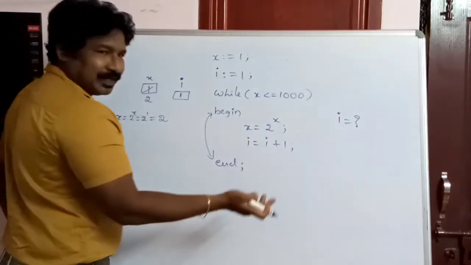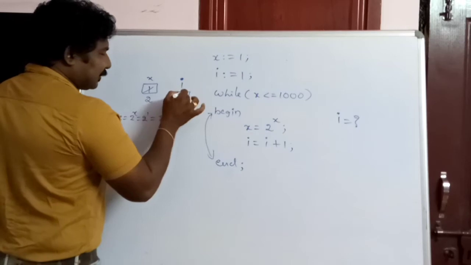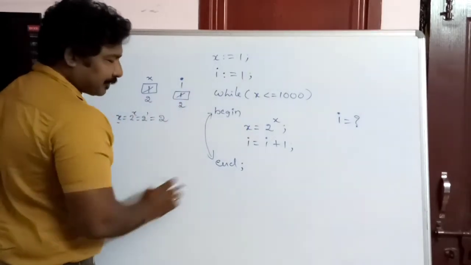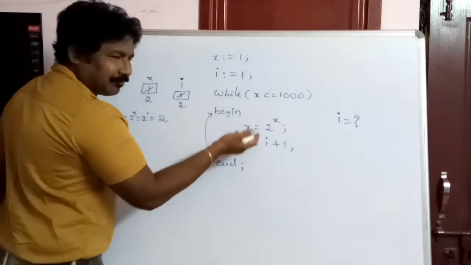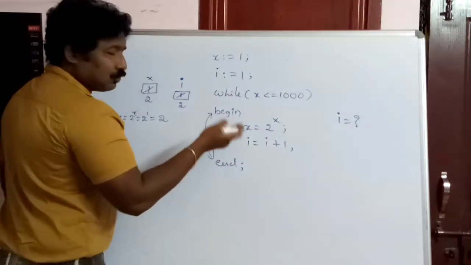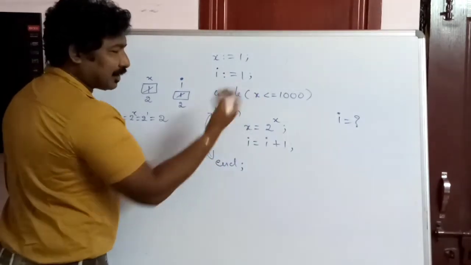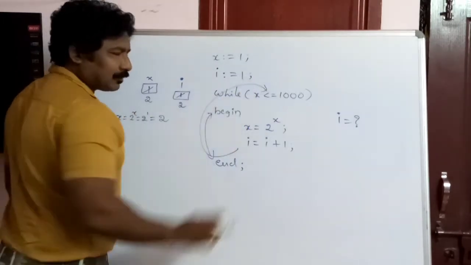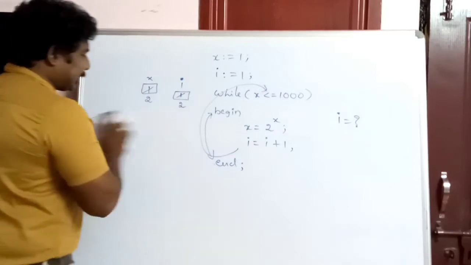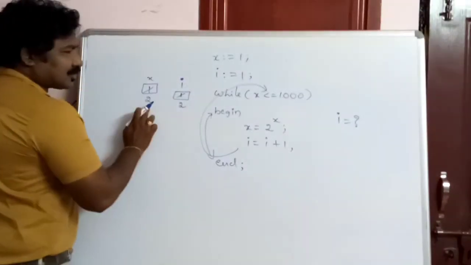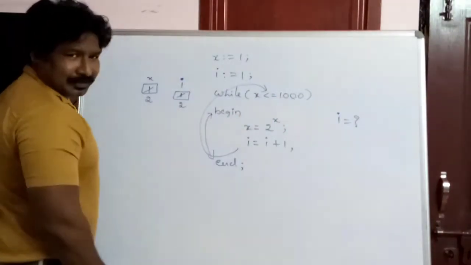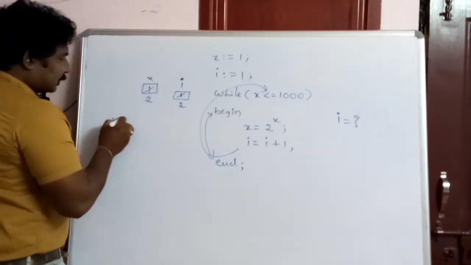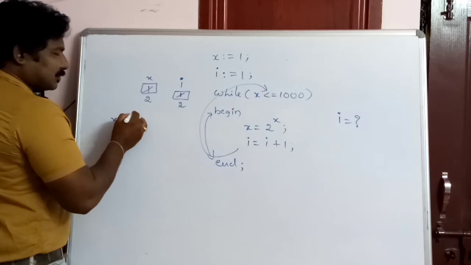Here I am incrementing the I value. So I value 1 is incremented by 1, that is 2. Okay, friends, this is the end, and we have not yet finished the while loop, because you only come out of the while loop when the condition becomes false. So again you go here and compare. Now my X value is 2, less than or equal to 1000, which is true. So again I come here.